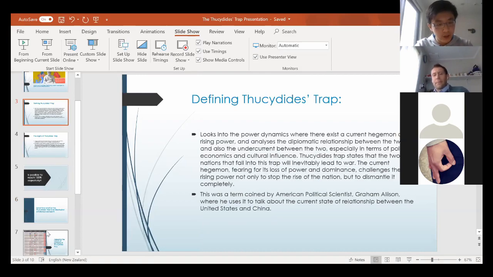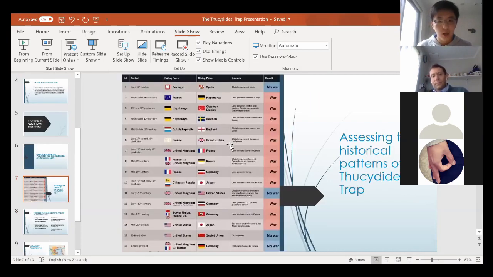If we go to this table that I found of all the case files of the different times in which this was the case, for example, Portugal and Spain in the late 15th century, the rise of Napoleon in the late 18th and 19th century, and also the world wars when Germany tried to challenge Britain for world dominance. Those are all different cases of Thucydides Trap. So it's sort of like history repeating itself.